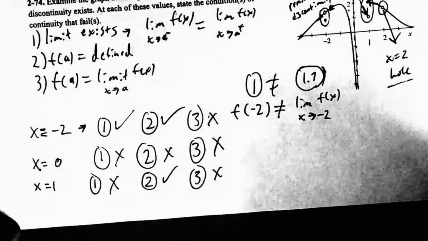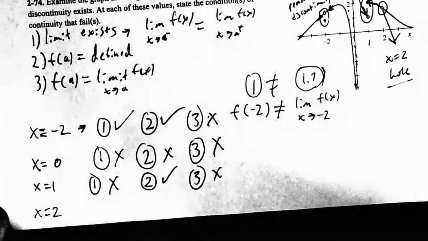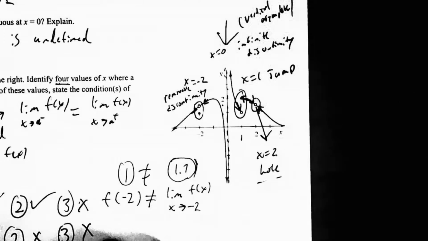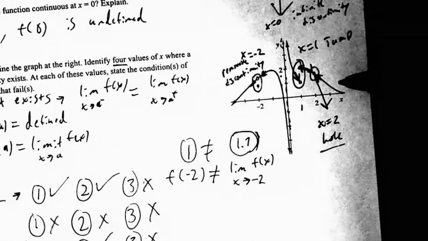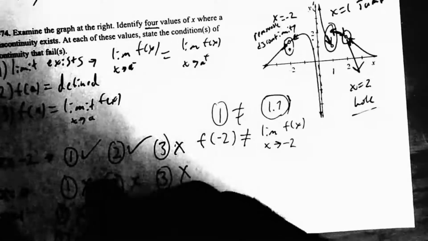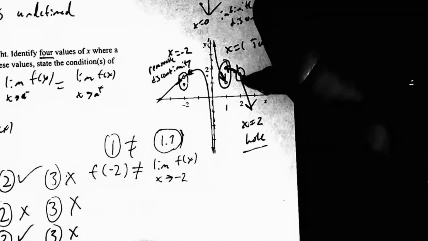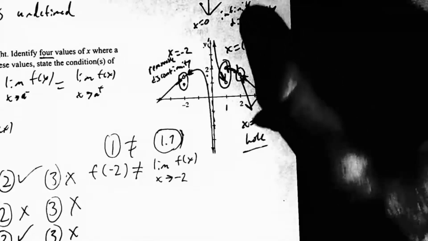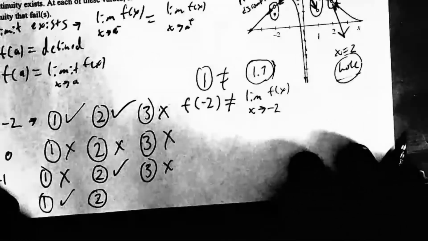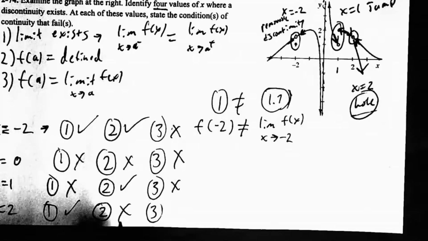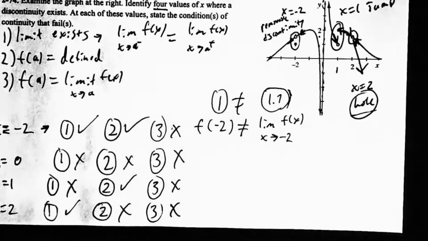And then the last one is x equals 2. Again, if you have not done one of these by yourself, do it by yourself now. We're going to look at 2. Number 1, does the limit from the left equal the limit from the right? Does the limit exist? Yes or no? Yes, it does, because the limit from the left is around 1.5, and the limit from the right is 1.5. So that does pass. 2, is it defined? Does f of 2 exist? Yes or no? No. We have a hole. It's undefined at that point. And then 3, because it's undefined, can it equal the limit? No.